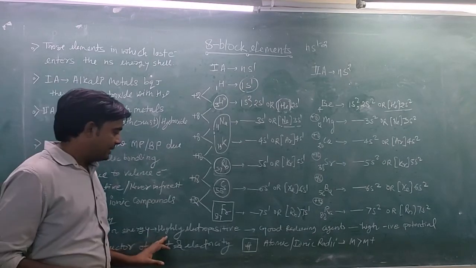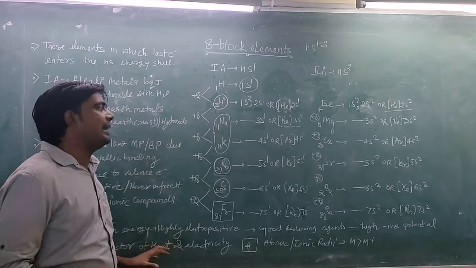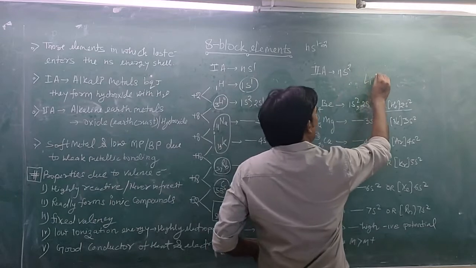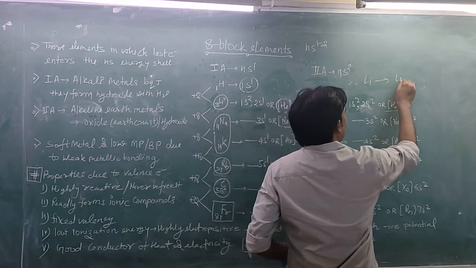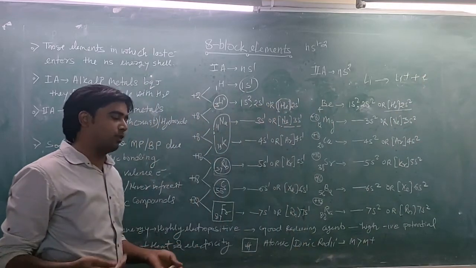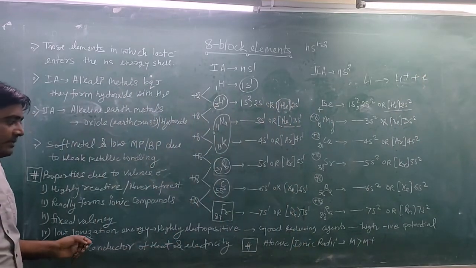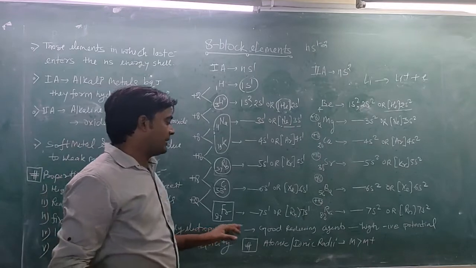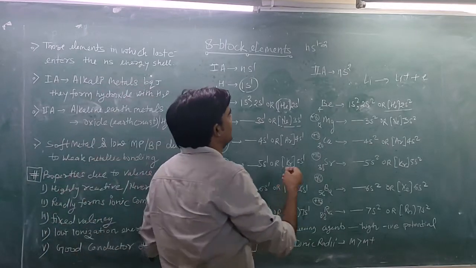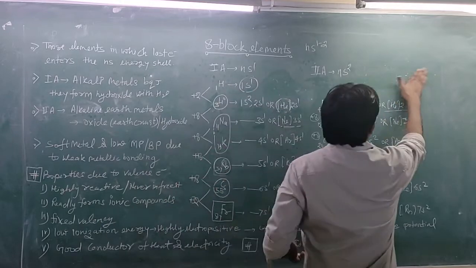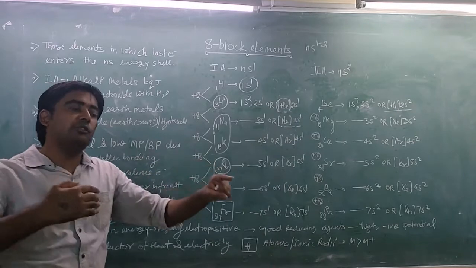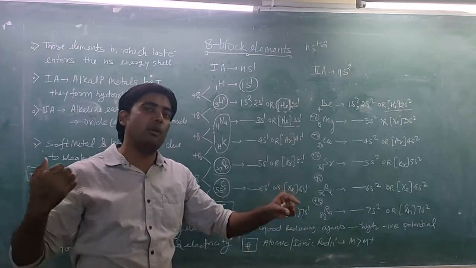That's why these elements are highly electropositive. These elements easily remove electrons, lithium giving Li plus plus an electron. So these elements are highly electropositive in nature, which means they are good reducing agents. What is a reducing agent? It gives electrons to reduce another species and is itself oxidized.